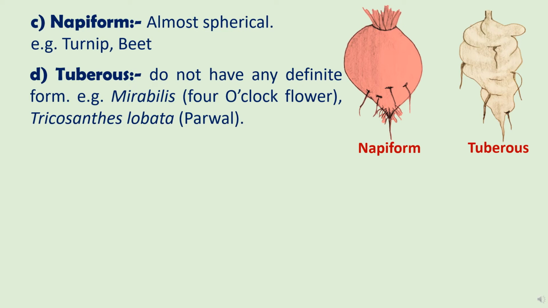These roots do not have a definite form, and such type of roots are found in the four o'clock flower plant and the purple. Sometimes students get confused with the terms tuber and tuberous, but there is a big difference between the two. Tuber is the modification of stem and helps in the vegetative reproduction, whereas tuberous roots are the modification of taproots, and the tuberous roots do not help in the vegetative reproduction.